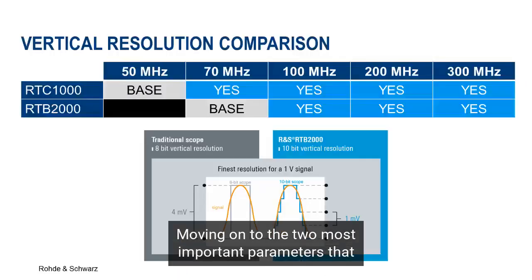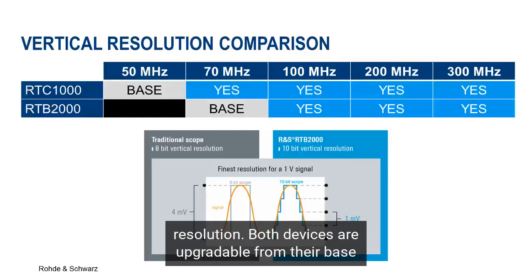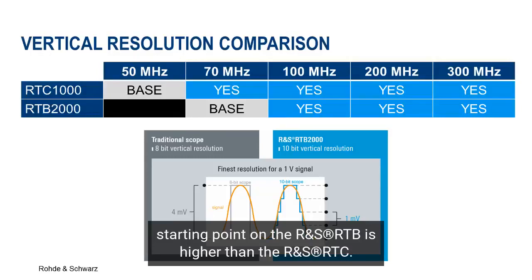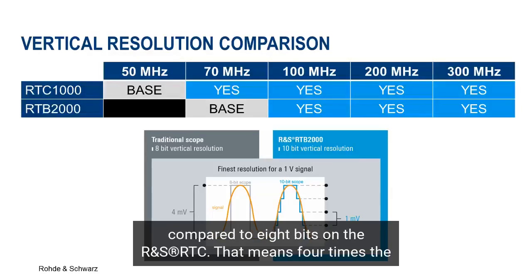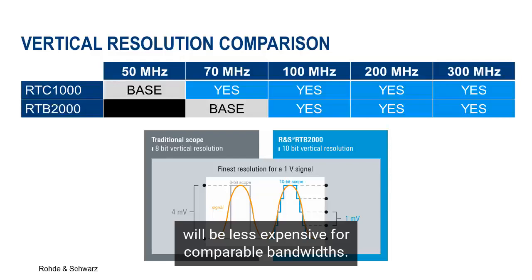Moving on to the two most important parameters that differentiate these devices, bandwidth and vertical resolution. Both devices are upgradable from their base model bandwidths up to 300 MHz. However, the starting point on the RTB is higher than the RTC. In addition, the analog-digital converter on the RTB is 10 bits compared to 8 bits on the RTC. That means 4 times the vertical resolution on the RTB between the two, but the RTC will be less expensive for comparable bandwidths.